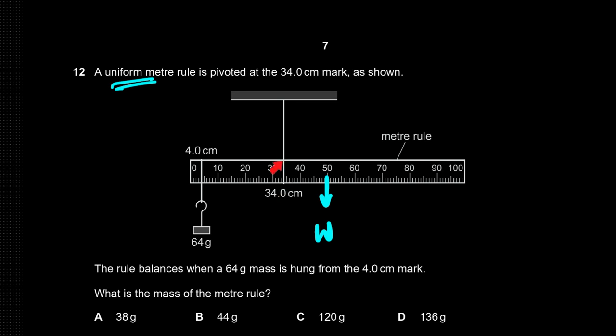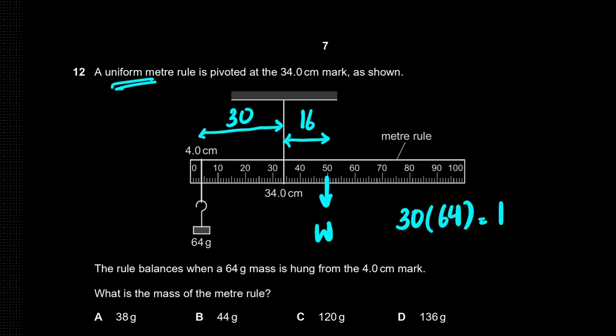This distance from this pivot, so 34 minus 4, so this is 30. And from 34 to W, this distance is 16. So 30 times 64 equals 16 times W. And from here you just make W the subject, so this would be 4, and 30 times 4 is 120 grams.